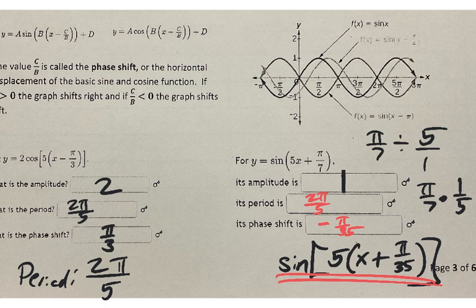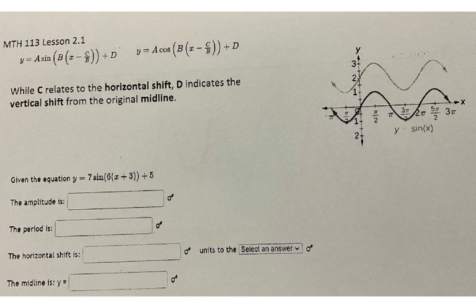Questions on that one? So, the vertical shift is the plus D on the outside. That's going to shift the graph up or down. If it's positive, we go up. If it's negative, we go down.